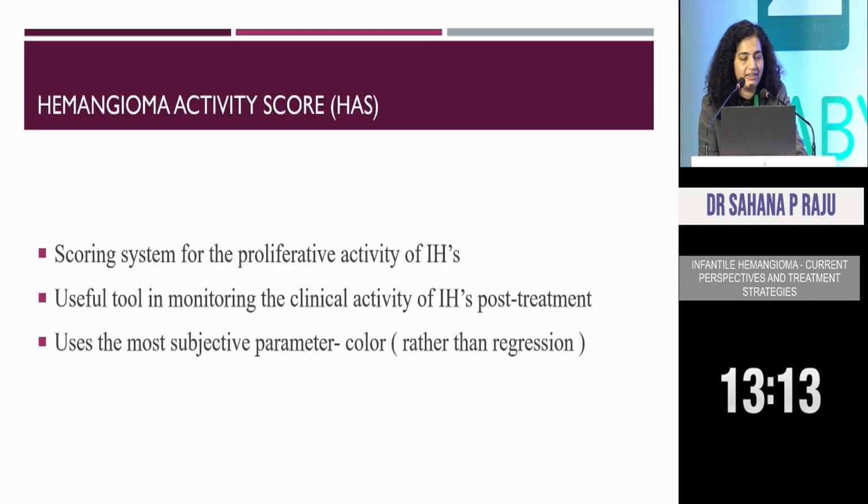So there are a lot of activity scoring systems which we use, not mainly used in clinical practice. These are all used to assess the therapeutic effects of oral propranolol. So the most commonly used one is called the hemangioma activity score. Here we use a very subjective parameter, that is color.